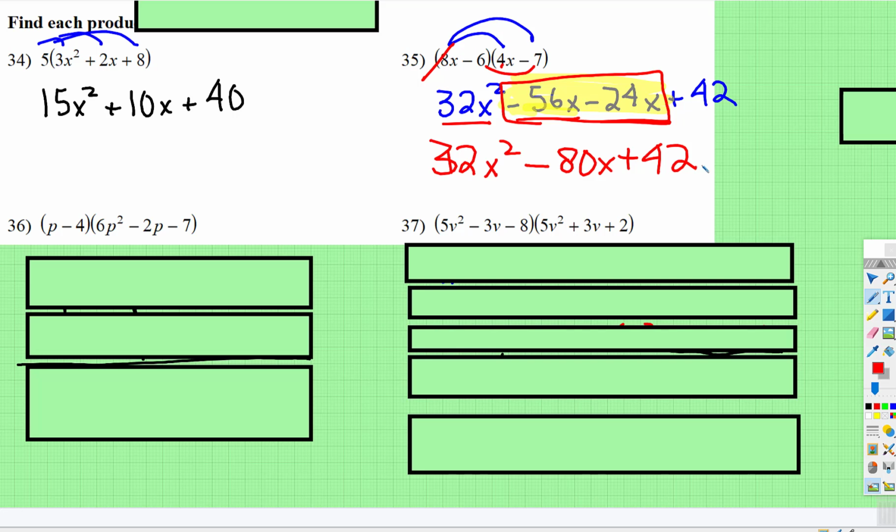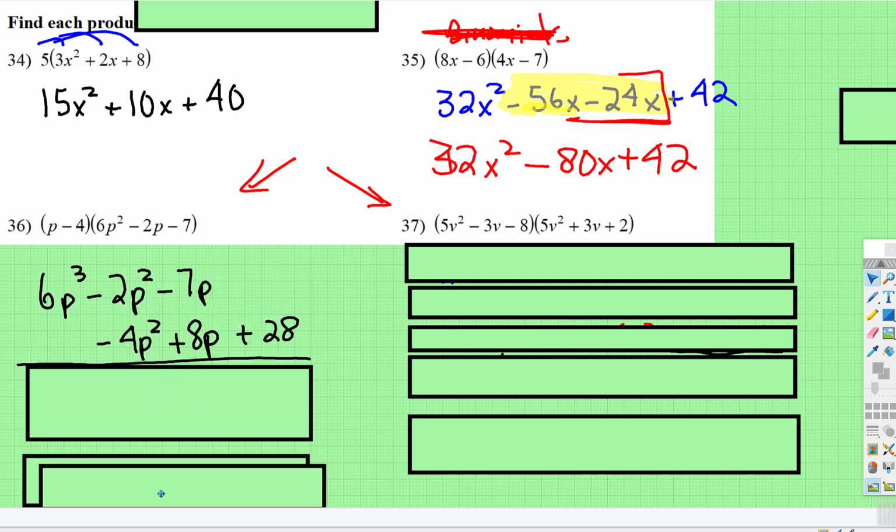Plus 42. Notice I don't teach the FOIL method. The reason I don't teach the FOIL method is for this example and this example. The FOIL method only works with binomials. So if it really only works in one situation, I'm going to just keep referring to it as distributive because the distributive method works every time. So I'm probably just going to show these very quickly rather than doing all of them.